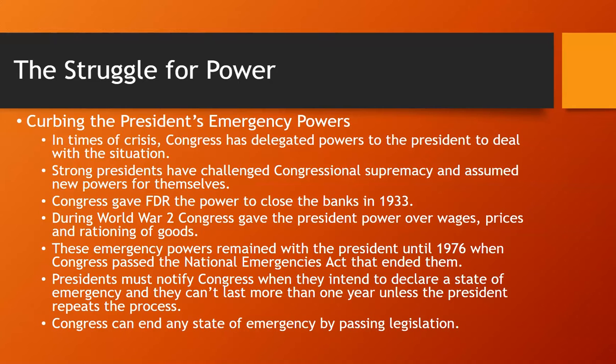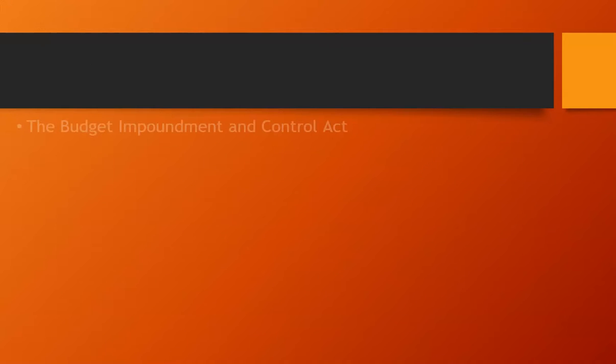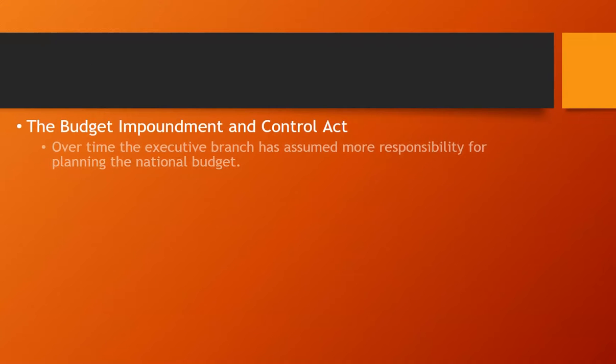So as you can see, over the course of time, if powers are given to the president, but then not specifically taken away, then the president can continue to have those powers. So Congress must act in order to curb the powers of the president if they feel the president is gaining too much power. The Budget Impoundment and Control Act.